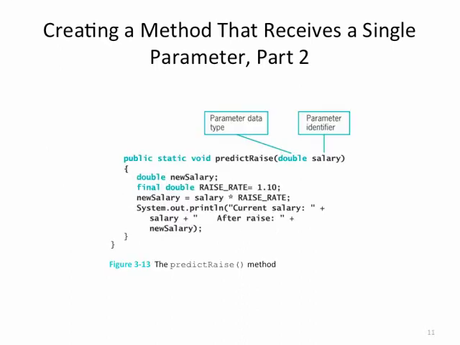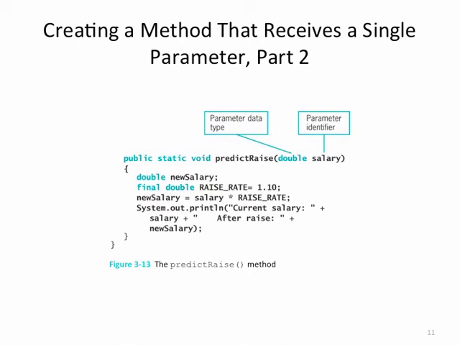Here's an example. If we want to write a method called predictRaise that doesn't return anything but accepts a single double parameter, we would put the word double, that's the data type, followed by whatever we're going to call that piece of information for the duration of this method, in this case, salary.